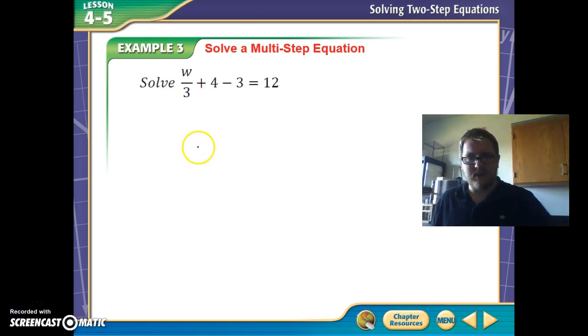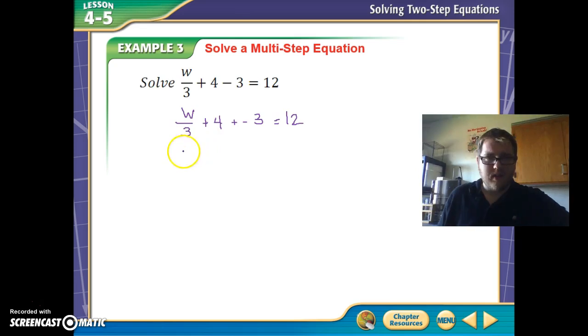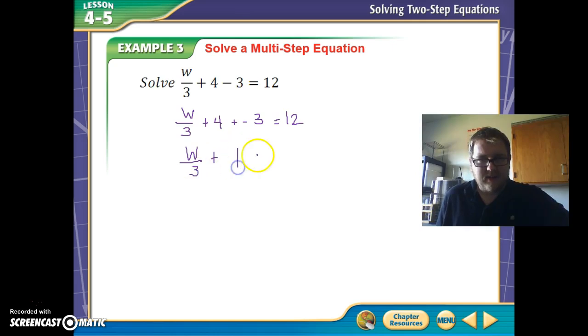Now let's try this one. Terms are numbers. We have 4 and negative 3. So let's make that w over 3 plus 4 plus negative 3 equals 12. So we can combine the 4 and the negative 3. We get 1. And that still equals 12.